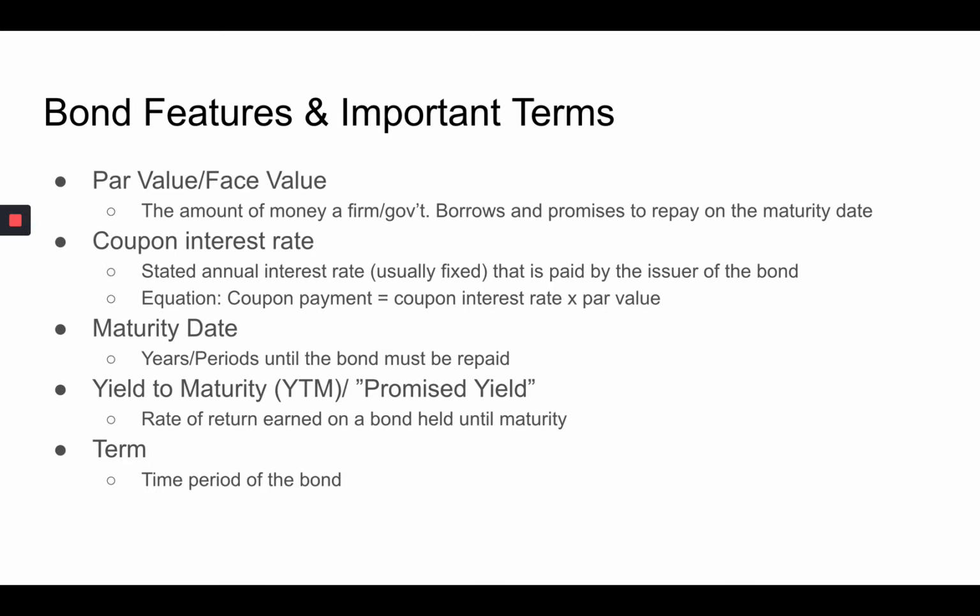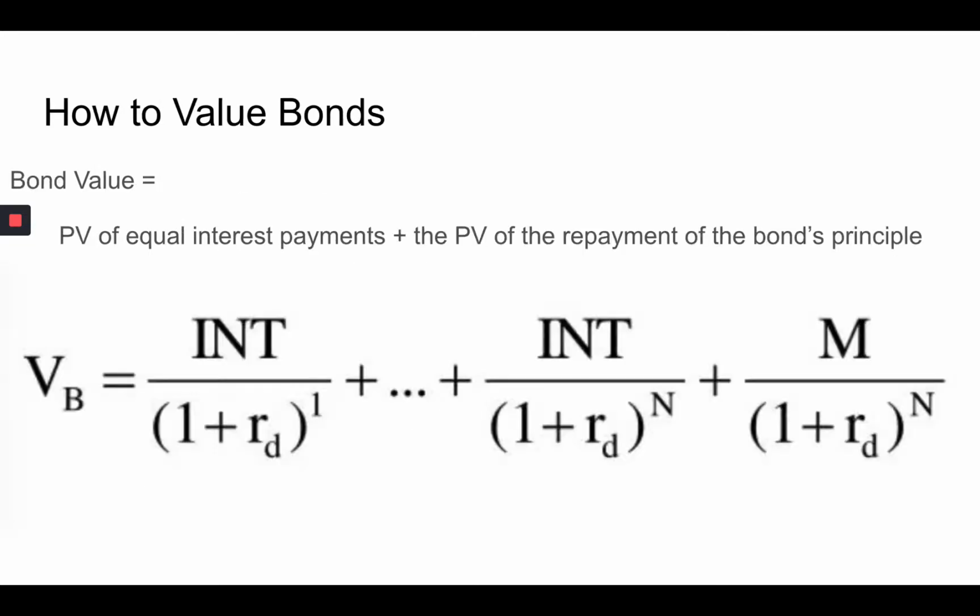Also, we have yield to maturity, YTM. This is otherwise known as the promised yield. This is the rate of return earned on a bond held until maturity. Next, we have the term, which is simply the time period on the bond. How to value bonds.